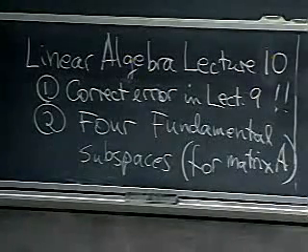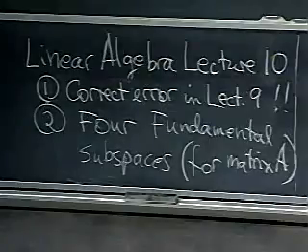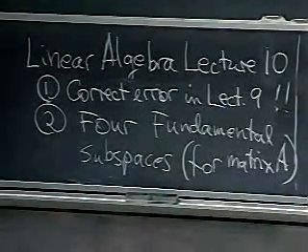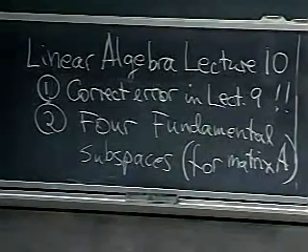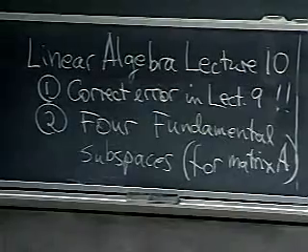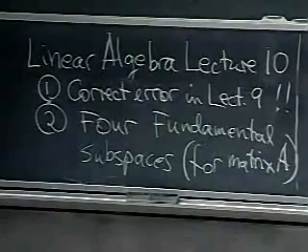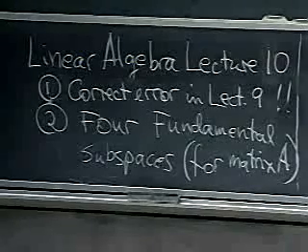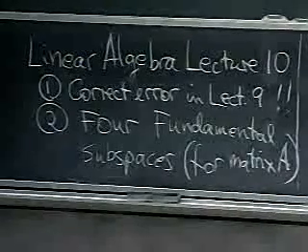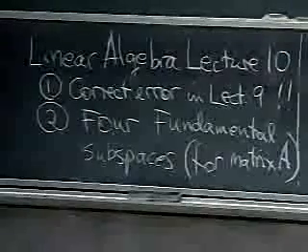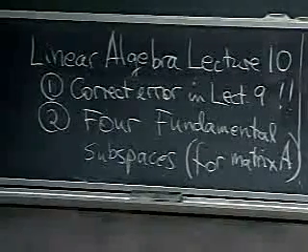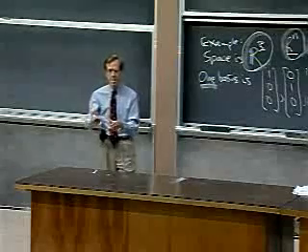Okay, here is lecture 10 in linear algebra. Two important things to do in this lecture. One is to correct an error from lecture 9. So the blackboard with that awful error is still with us. And the second, the big thing to do, is to tell you about the 4 subspaces that come with a matrix. We've seen 2 subspaces, the column space and the null space.